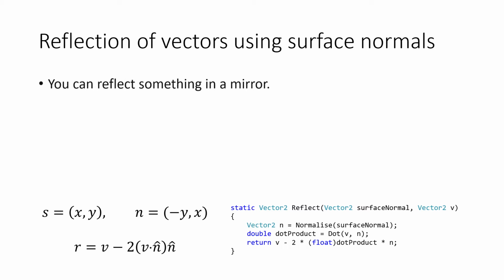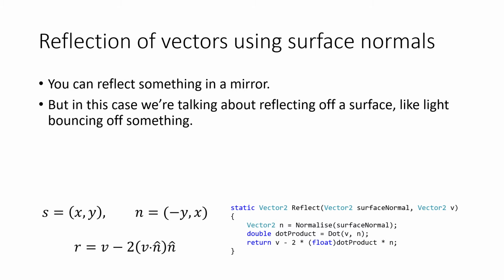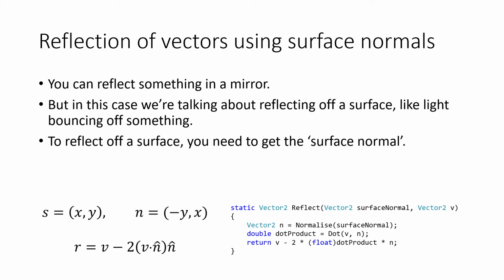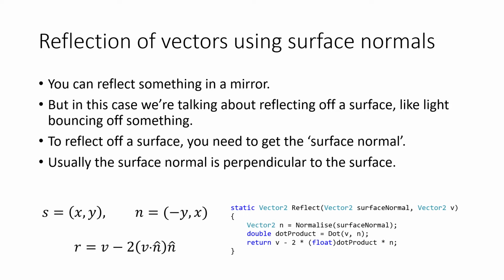You can also do reflection. You can reflect something in a mirror, that's a bit different. But we're talking about reflecting off of a surface, for example, light bouncing off something. To do this, you need to get the surface normal. There's that word again, meaning something different. We're not normalizing it. Well, actually, we'll be doing that as well, so don't get that confused. So usually the surface normal is perpendicular to the surface. Oops, sorry. So if here's your surface, x comma y, then the perpendicular line is minus y comma x. We swap them around, stick a minus sign in front, and that will always work. You can get a perpendicular line by always doing that.